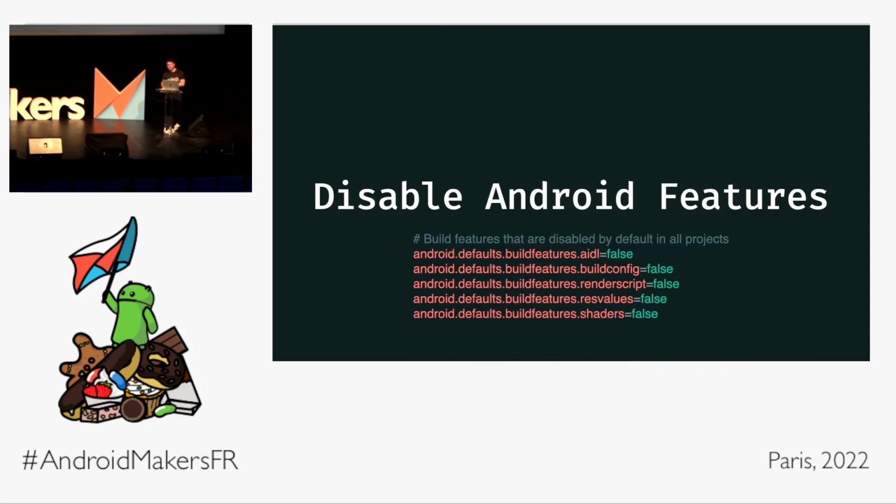Another fun thing to do is just disabling Android builds that you're not using. So most of our library projects, like I said, are little worker projects. They don't use build config, res values, render script, any of that. So we just disable them all by default and ask people to opt into them if their project needs it.